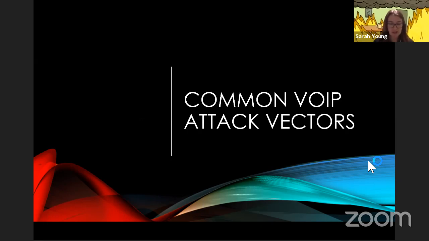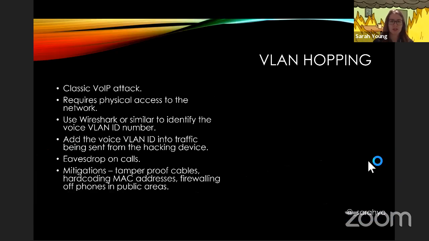So let's get down to the good stuff, and let's look at common VoIP attack vectors. The first one is VLAN hopping, and this is a classic VoIP network-based attack. It does require someone to have physical access to the network. If you're unfamiliar with this, when you configure an access port on a network, you would typically configure two VLANs: the access VLAN or data VLAN, and the voice VLAN.